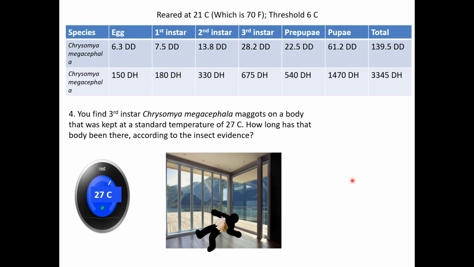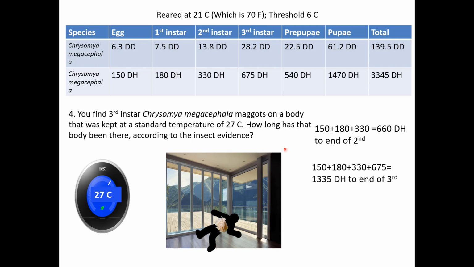So we'll figure it out. Again, we just add things together. Let's say I want to use degree hours. So in this case, I'm going to add up 150 degree hours to account for the egg stage, 180 to account for the first instar, and 330 to account for the second. So that's all the way to the end of the second instar, as if I just walked in on this body and they just eclosed into the third instar. So it takes 660 degree hours to make it to the end of the second instar.